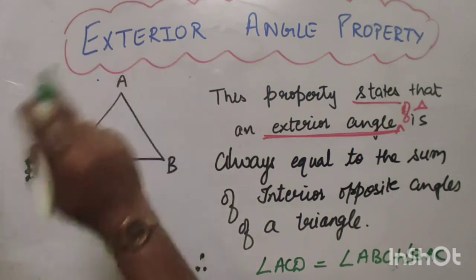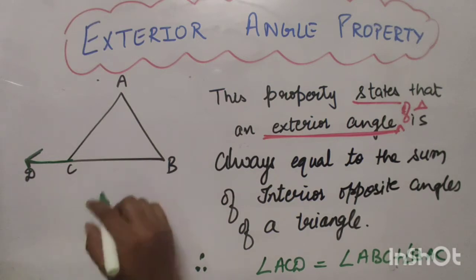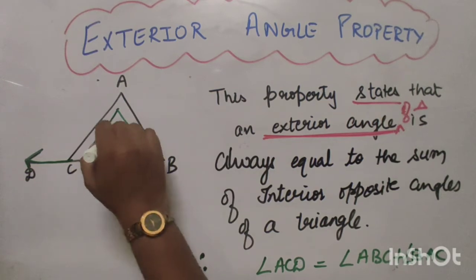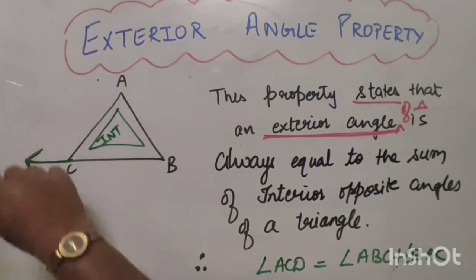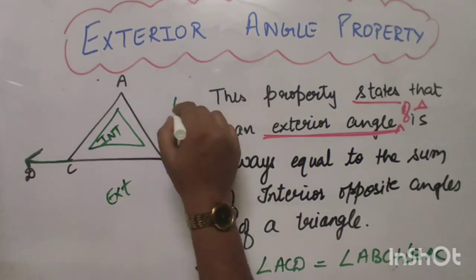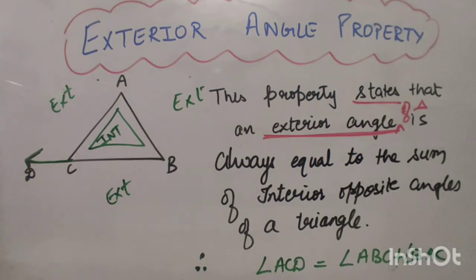When we are talking about the exterior part, exterior means bahar, which is not in the region of a given figure. Here you can see that the region which is inside the boundary is known as the interior region, and the region which is outside the boundary is known as the exterior region. So this whole region is known as the exterior region.